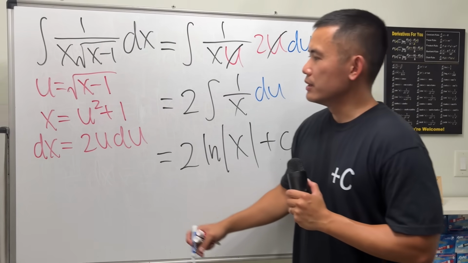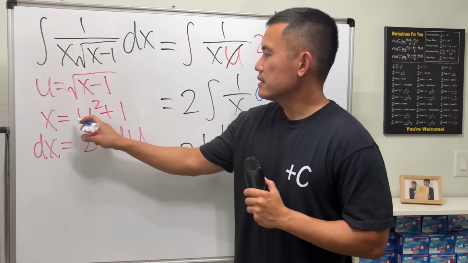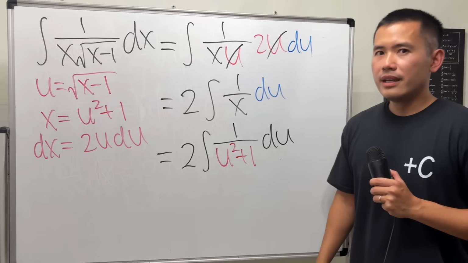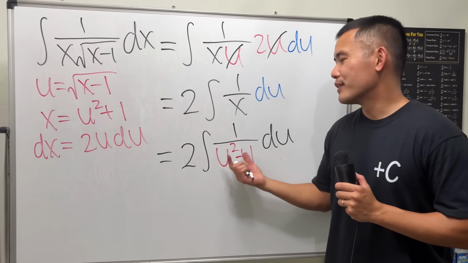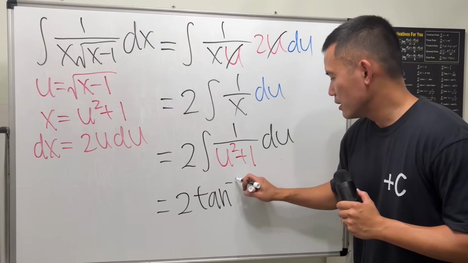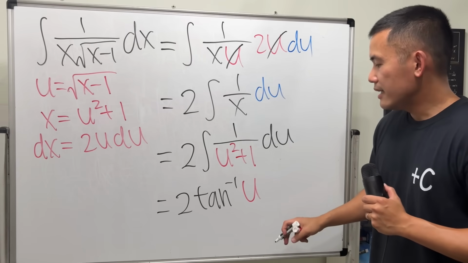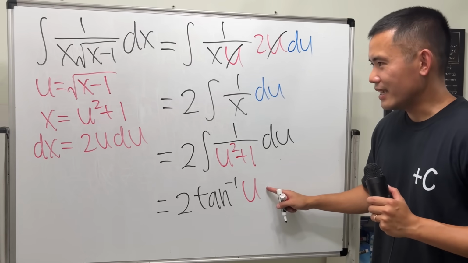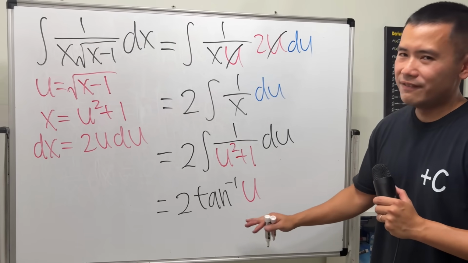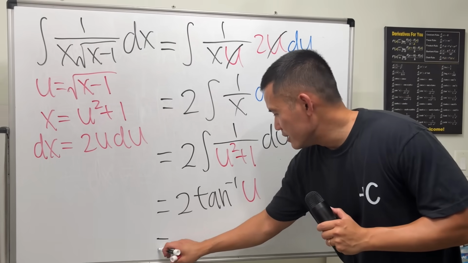So what we have to do is change this, right? x is equal to u squared plus 1. So the answer is what? Inverse tangent of u from here. Right, so 2 inverse tangent of u. And I know people like to say I don't put down the plus c right here, but I just like to put down the plus c at the very, very end. I'm not completely done yet.